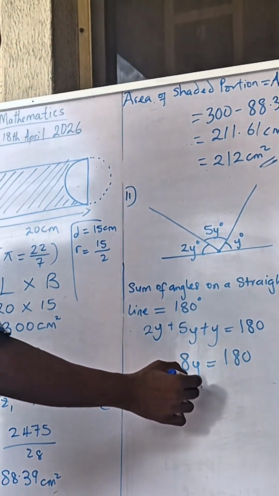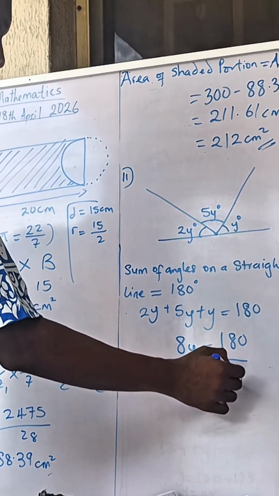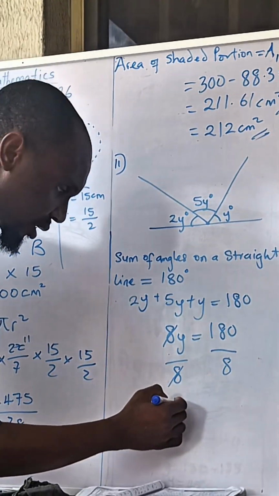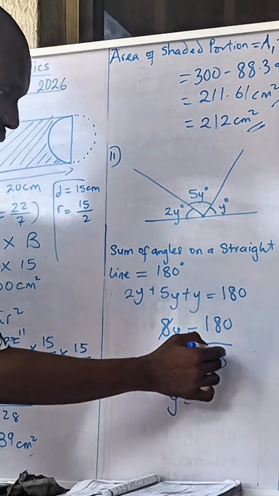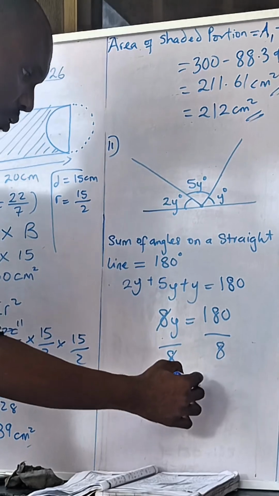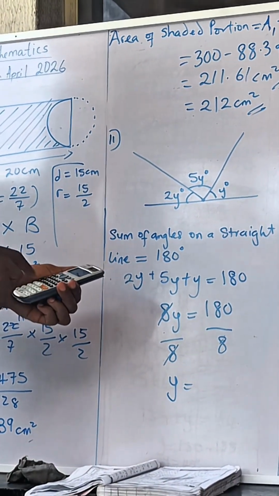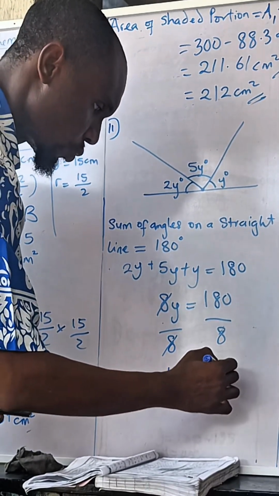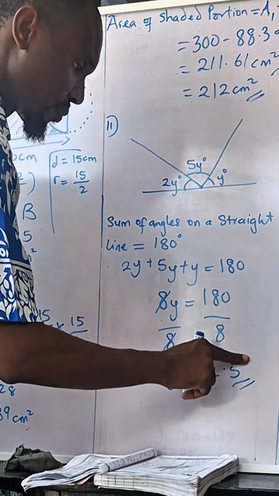So if I divide both sides by 8, so that I can have my y as a unit coefficient, this gives me what? 8 into 180 will give me what? You can use your calculator for that, but let's see. That should give us 22.5 degrees.